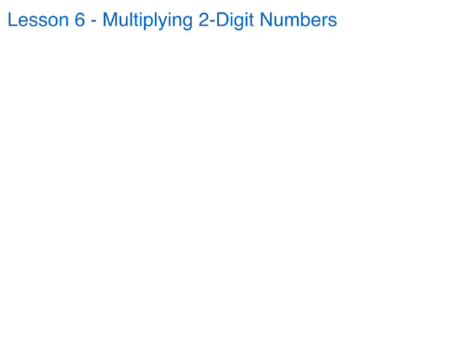Welcome to Lesson 6, Multiplying Two-Digit Numbers. In this lesson, we are going to make a bit of a jump to multiplying larger numbers, and therefore we're going to have larger products. Let's jump right into our first example. So we're going to try multiplying 25 times 17.